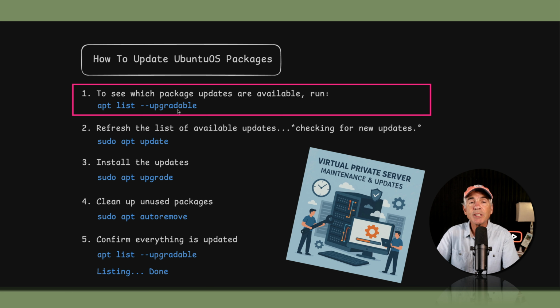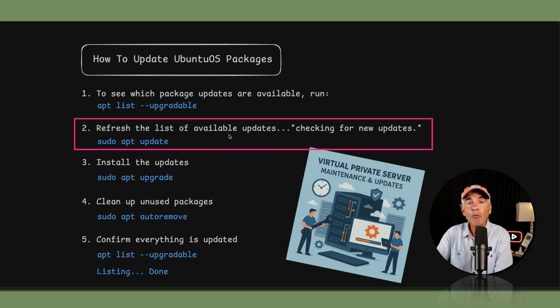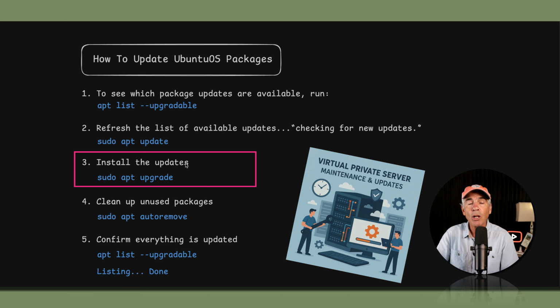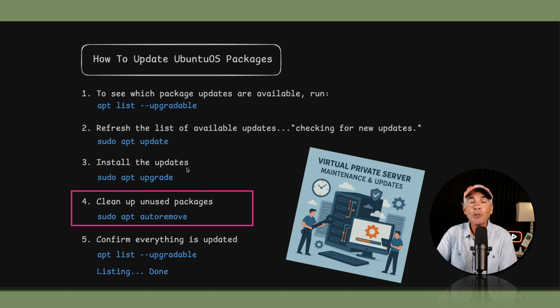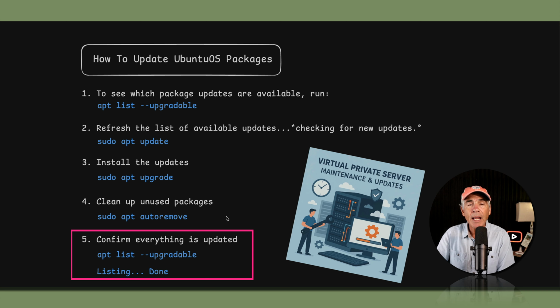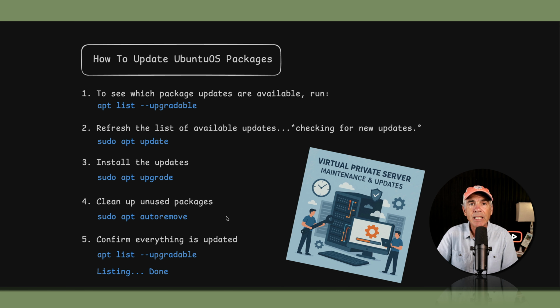Once you see the list of packages, you then refresh the list to make sure that it pulls in the latest updates for each of the packages. Then you install all of the updates, and then you clean up all of the unused packages on your operating system, the ones that you don't need that are just adding clutter. Then you confirm that everything is updated. So you just run that first list again, and the goal is to get it to say listing done, so no more updates are available.